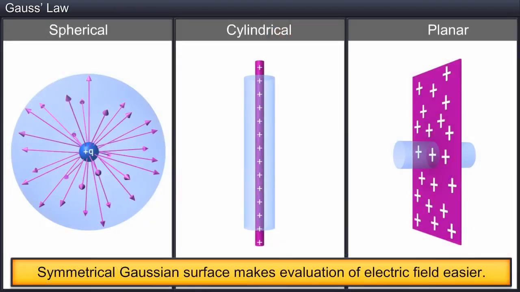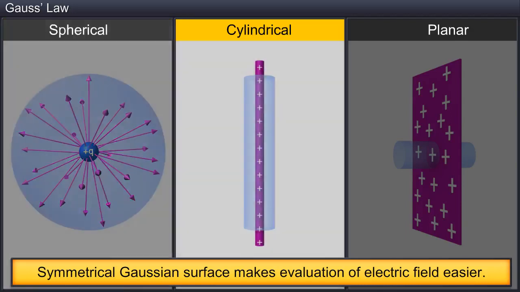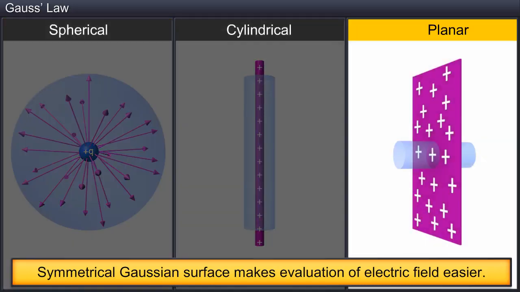Symmetry is crucial to the application of Gauss law, since it makes the calculation of the electric field easier. Gauss law can be chosen to evaluate the electric field due to charge distributions that have spherical, cylindrical, or planar symmetry.